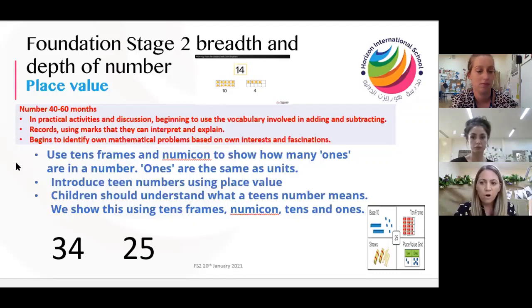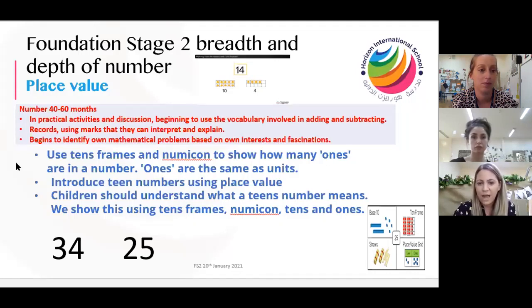Now, we know lots and lots of children can count to 20, but what we want them to look at is how the numbers are made up. So just as the girls have said before, with looking at the tens frame and what makes up a number, next week we'll start to look at teen numbers like 14, 15, 16, 17. We want the children to understand what that number consists of. So we'll use the tens frames again, and we'll also use the Numicon to help them understand how many tens and how many ones are in a number.